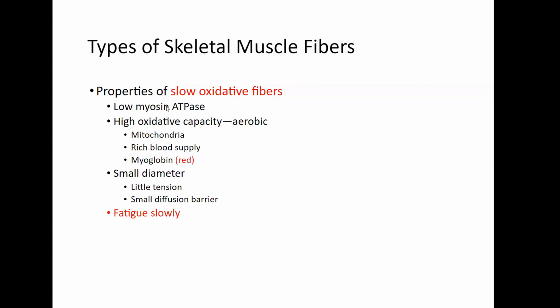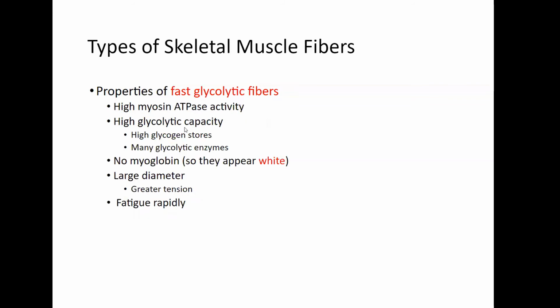So that we can produce lots of energy, but we can't contract so forcefully because we need to keep these fibers thin in order to keep them oxygenated. So they're going to fatigue slowly because they're good at making ATP. They're good at keeping that up, but they're not necessarily going to be able to produce big, powerful bursts.